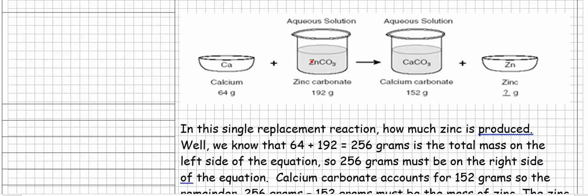How much zinc is produced? How much of this do we get? Well, we know that 64 and 192 is equal to 256 grams. So that's the total mass on the left-hand side of this equation. So 256 grams must be on the right side of the equation as well.